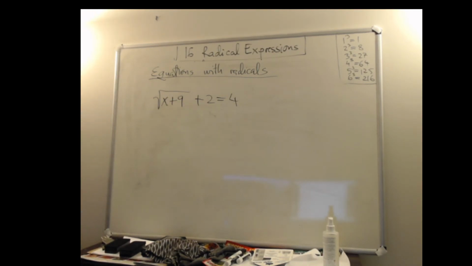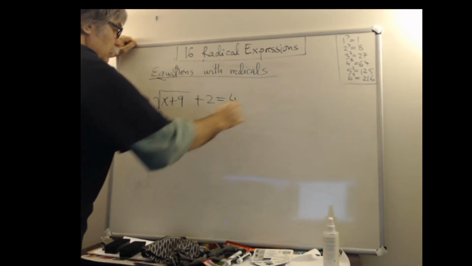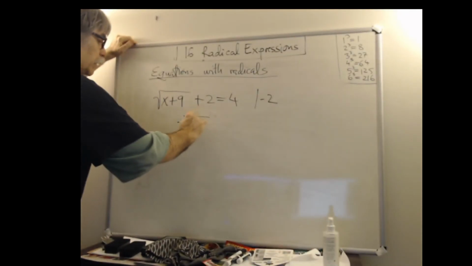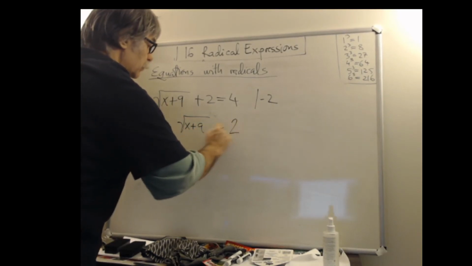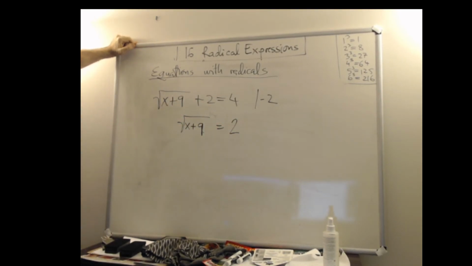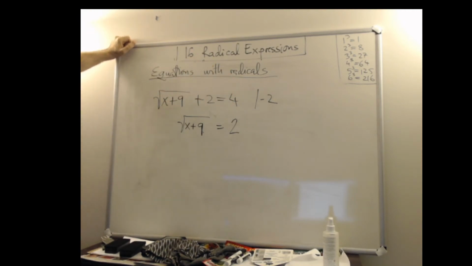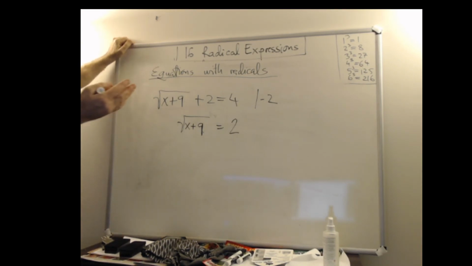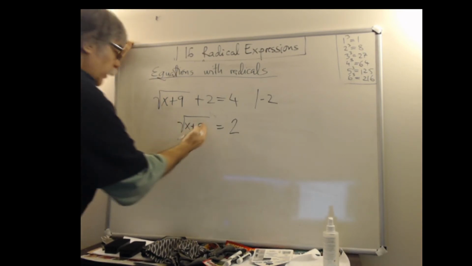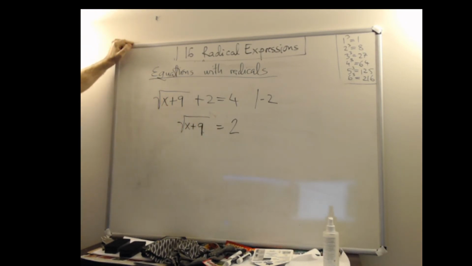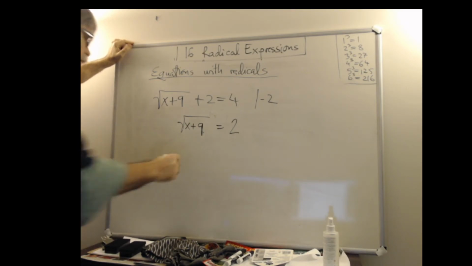So, isolate the radical. How do you do that? Subtract 2. So you're subtracting 2 and you get the radical of x plus 9 equal to 2. How hard is that? So you subtract 2 from the left side, you get this guy gone. Subtract 2 from this side, you get 2. And now you have the radical isolated. It's a single radical on this side here. What's the next step? We're going to have to think about it. What number is there whose radical is 2? Well, that's 4.